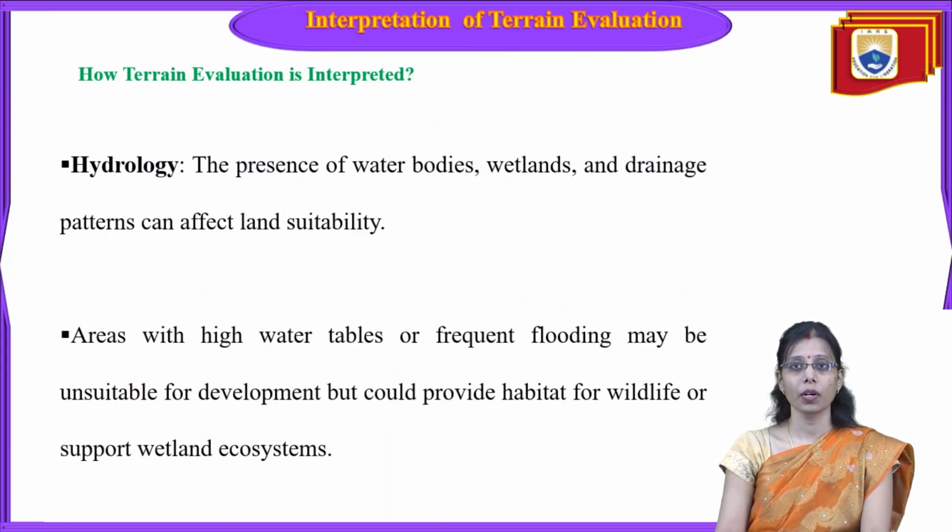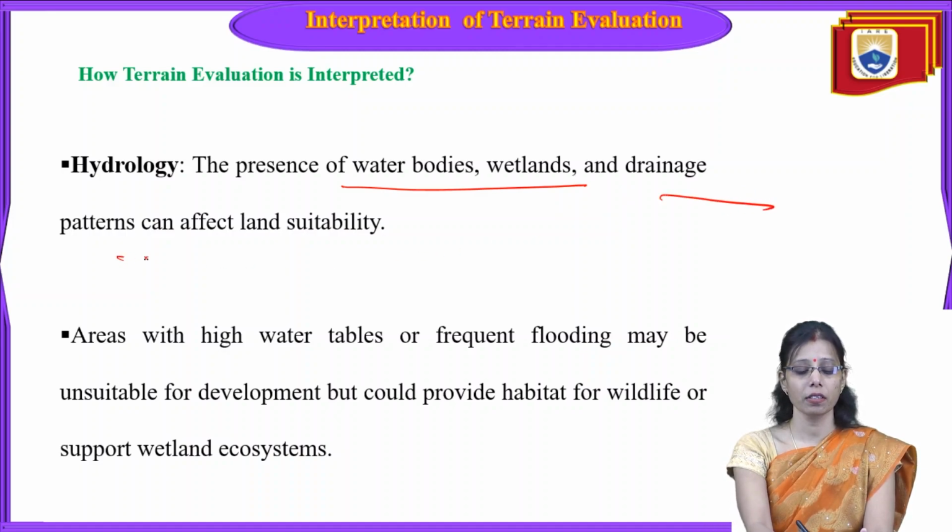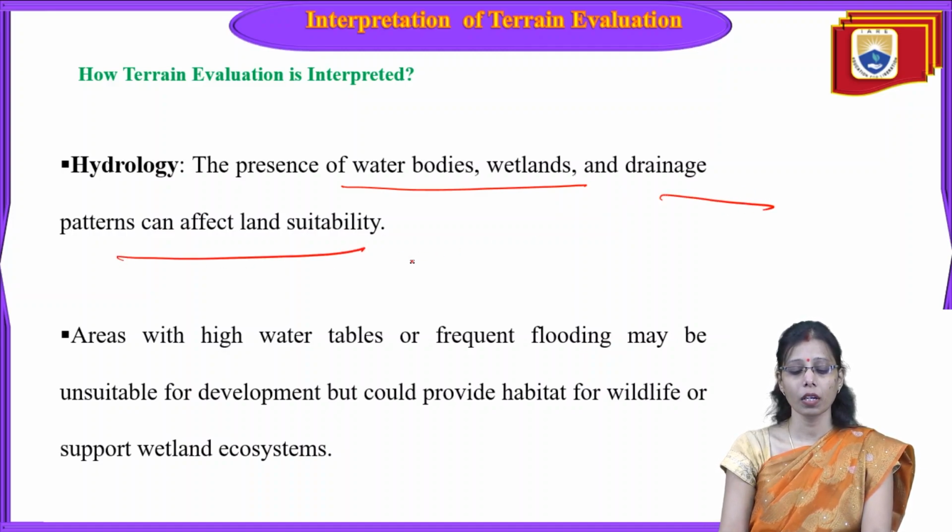What is hydrology? Hydrology is directly related to water. So the presence of water bodies, wetlands, and drainage patterns can affect land suitability. When a lot of water bodies are present, the water will be present in the soils, and the top layer of the soil, or the soil texture, will always be wet with water. So it may be unsuitable for agriculture, and drainage patterns can affect land suitability too.